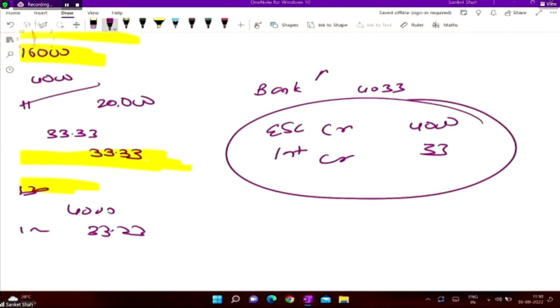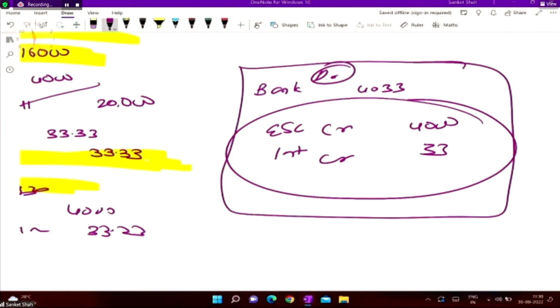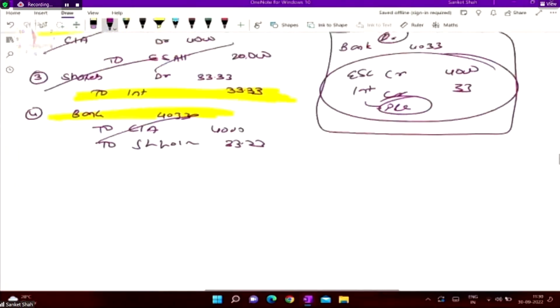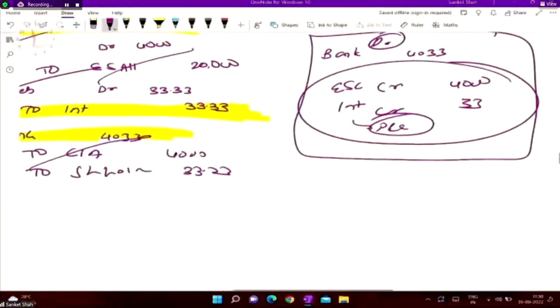Credit, bank debit. Easy? Yes, easy. So ultimate effects you can write. Ultimately bank account will show 4033. Capital is always shown at face value, and interest will be credited to profit and loss account. Interest will go to P&L. So ultimate effects, only 3 accounts you are left with. You are left with only 3 accounts.